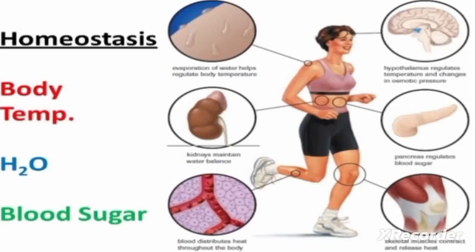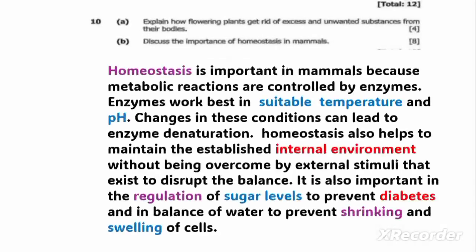Temperature, we saw how the temperature can be maintained through dilation and constriction of arterioles, contraction of hair erector muscles, and the relaxation of hair erector muscles. Sweat will help to maintain the temperature, and this is called homeostasis. Okay, so therefore, the question is carrying 8 marks. Therefore, it is important for us to give the information that is equivalent to 8 marks.